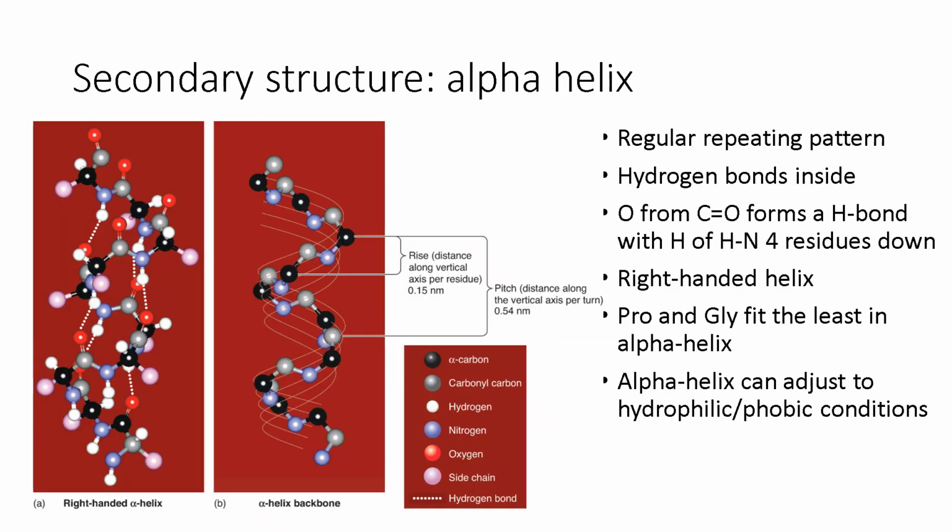The alpha helix is a right-handed spiral stabilized by intrachain hydrogen bonds. These bonds form between the carbonyl oxygen of one amino acid and the amide hydrogen 4 residues ahead. Amino acids like glycine and proline are less favorable for this structure due to their flexibility and rigidity, respectively. The alpha helix can adapt to hydrophilic or hydrophobic environments.